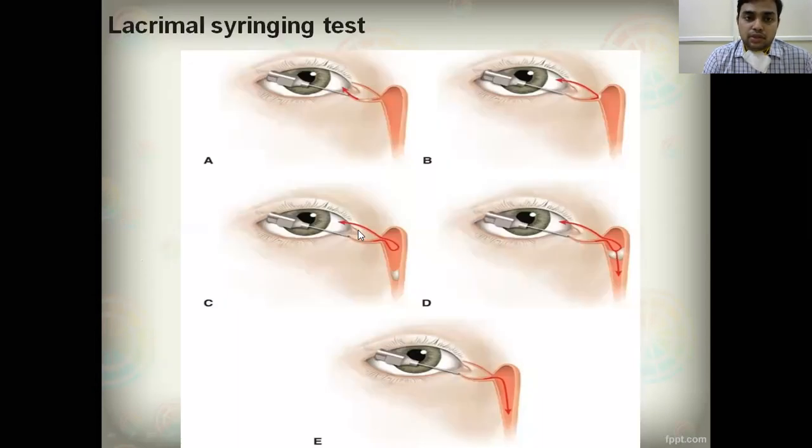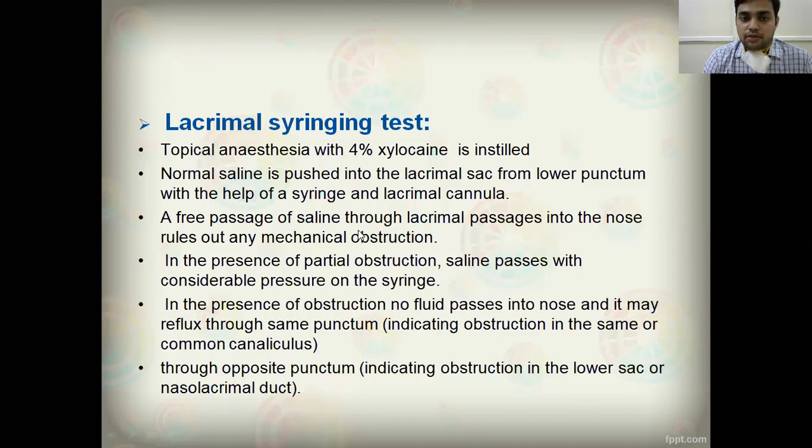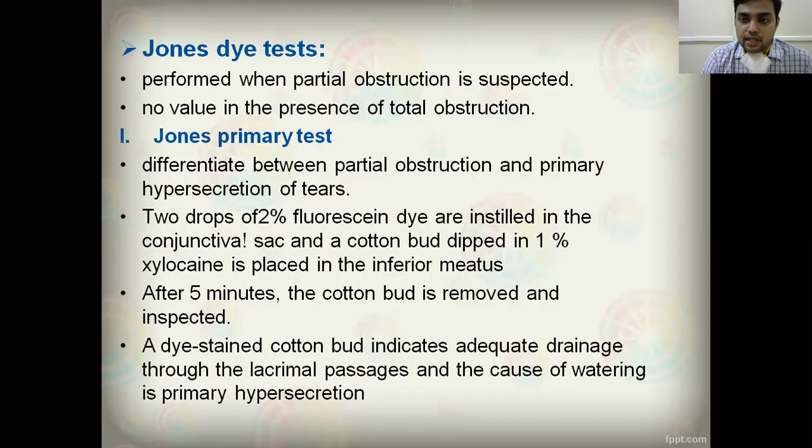So this is the fourth test for clinical evaluation of the watering eye. And the next test is the Jones dye test. Here also, by this test we can rule out whether the watering eye is because of the partial obstruction or because of the primary hyperlacrimation. So how is this test performed?